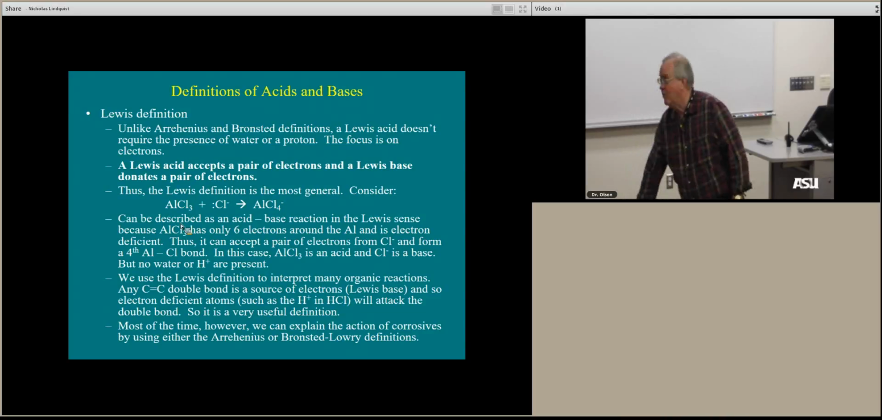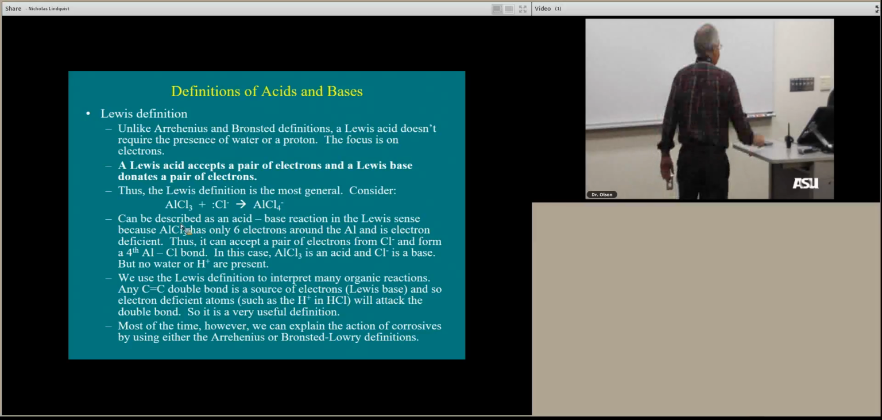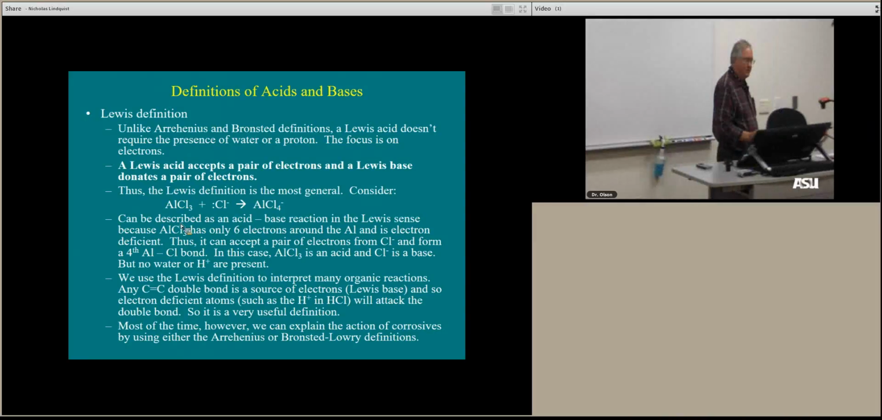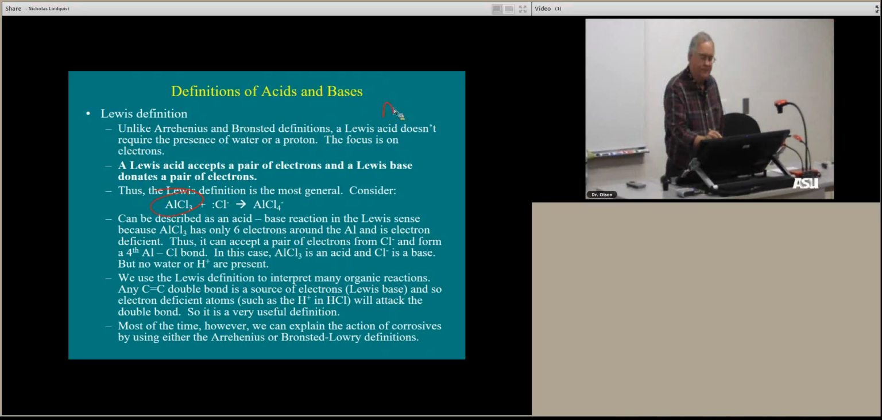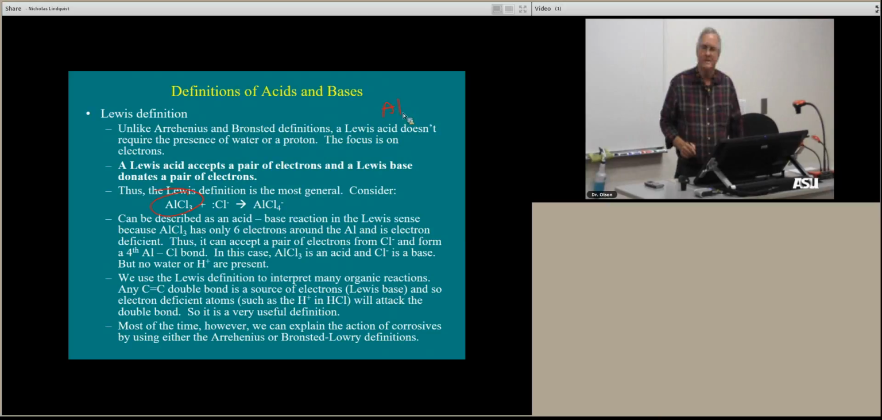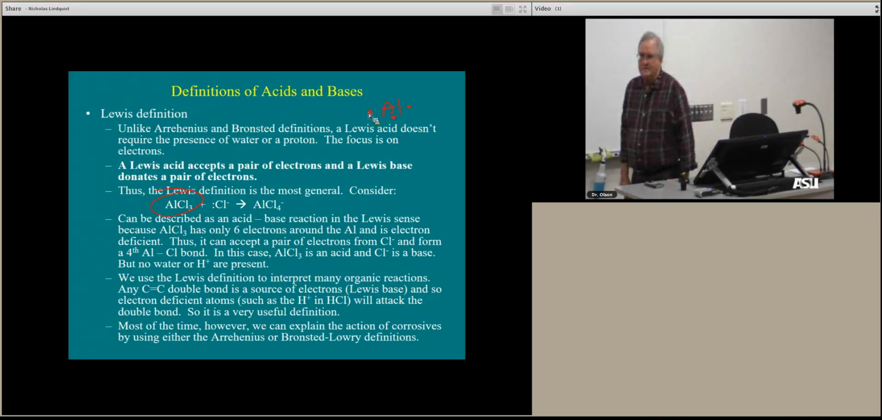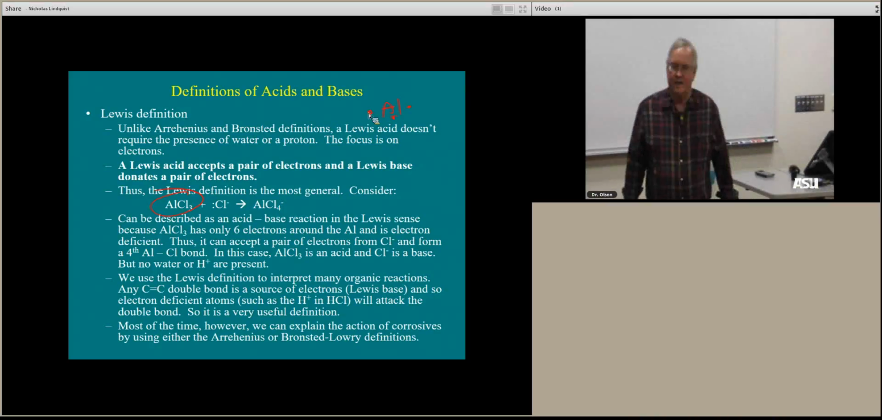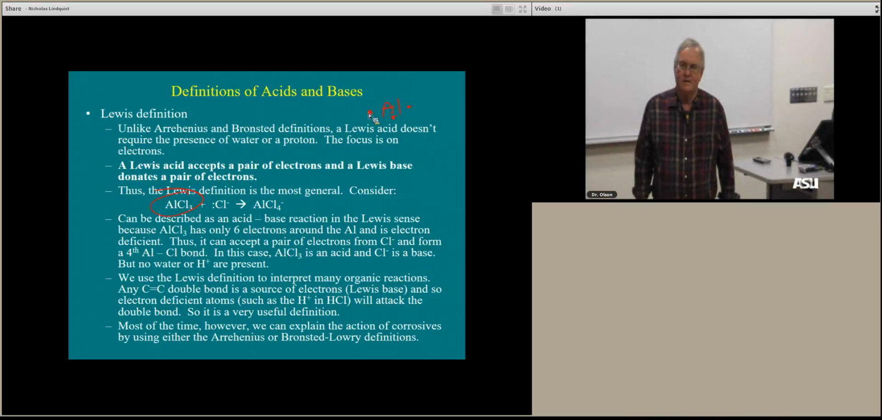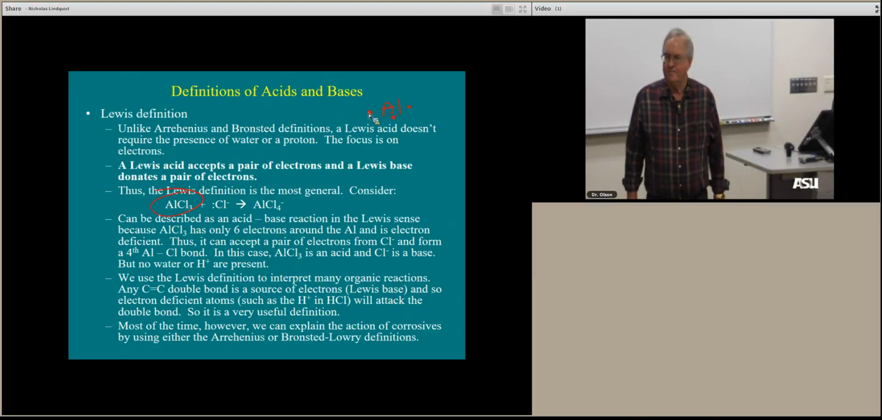So let's see how that works. Here's an example, aluminum trichloride, AlCl3. So if you look at the periodic table, it turns out that aluminum is in group 3. So aluminum has 3 valence shell electrons. That's it. It's in group 3. Now, how many valence shell electrons does chlorine have? It's in group 7 in the periodic table. It's a halogen. So how many valence shell electrons do halogens have?